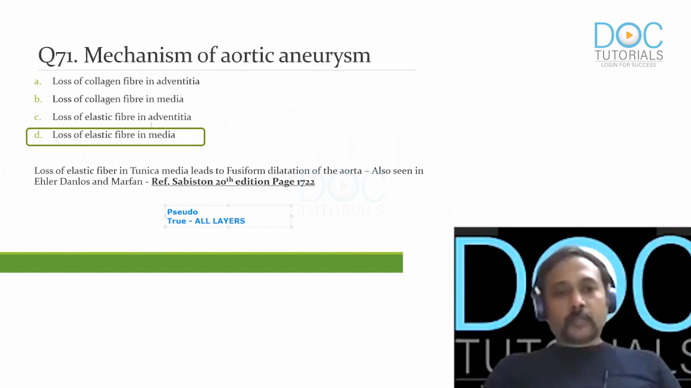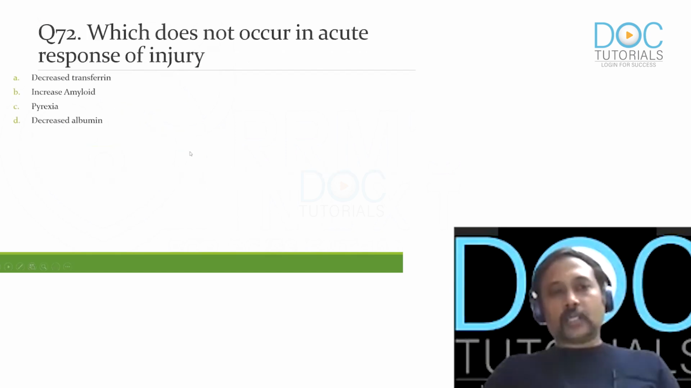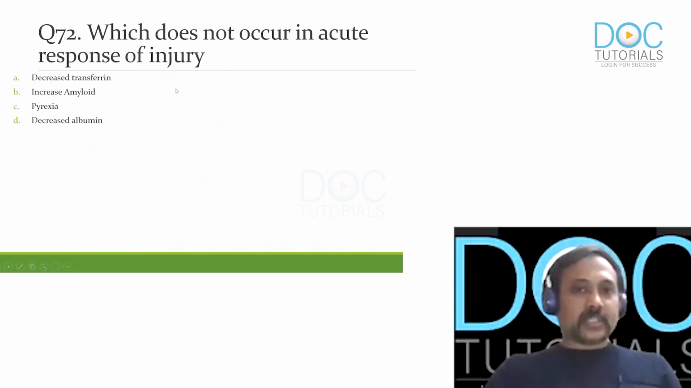But you have to remember that the major reason for why it happens is there is a loss of elastic fibers in the media, but then the dilatation happens to involve all the layers, and that is why it is a true aneurysm. So a true aneurysm is something which involves all the layers, and usually it is due to loss of elastic fibers in the media. Okay, which does not occur in acute response to injury. I think this was the question that was asked, including the options which were given.